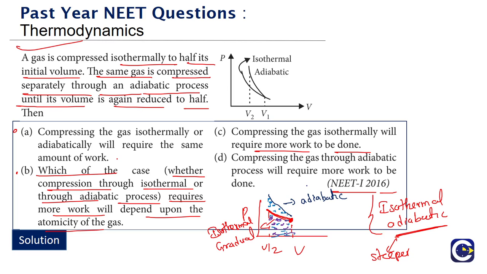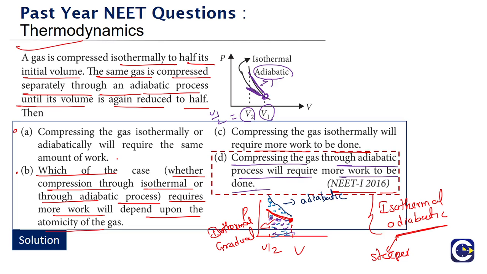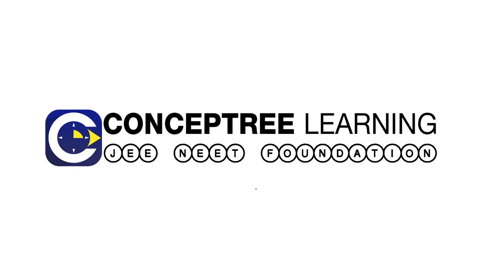The same, we can also look at it like this. Starting from the volume V1, V2 will be equal to V1 by 2. We see that the adiabatic will be more steeper. This is the isothermal, gradual. Adiabatic will be steeper. The one that is more steep is the adiabatic. The gradual one is the isothermal. We can see that adiabatic will require more work because the area below the graph is more. So compressing the gas through the adiabatic process will require more work to be done. So the correct answer is Option D. So this is about the part 1 video, and we'll see in the next part.